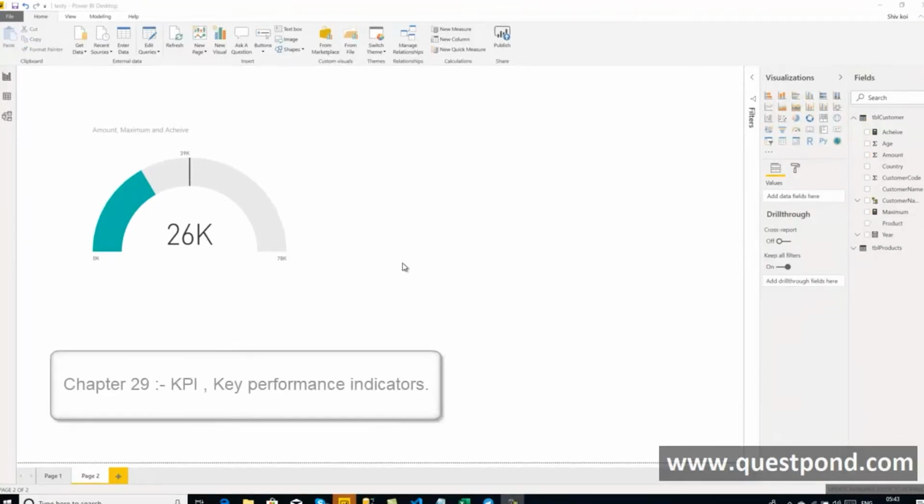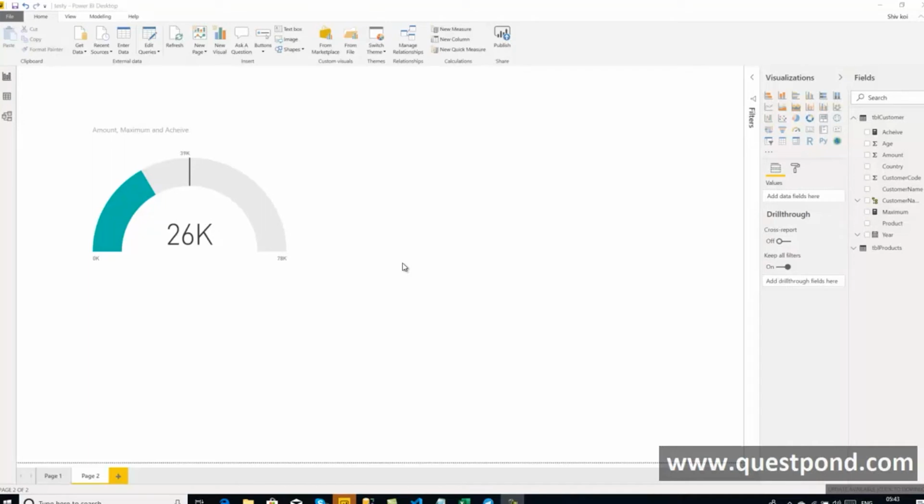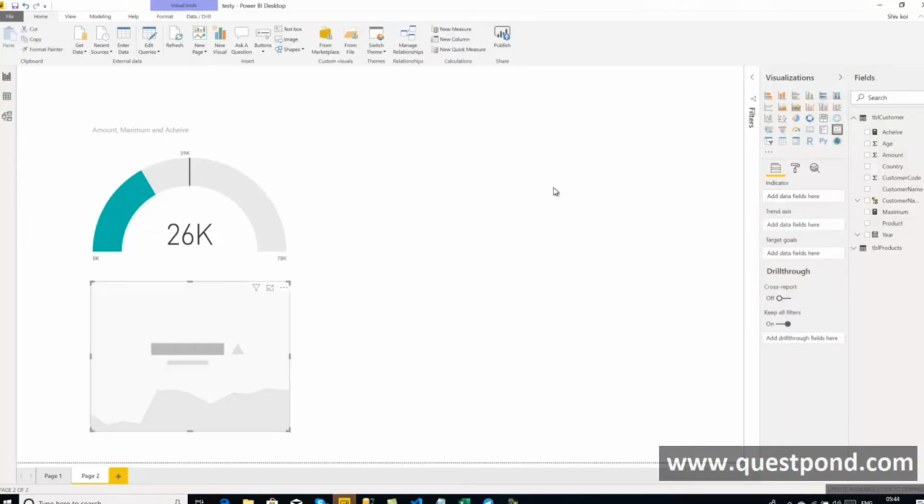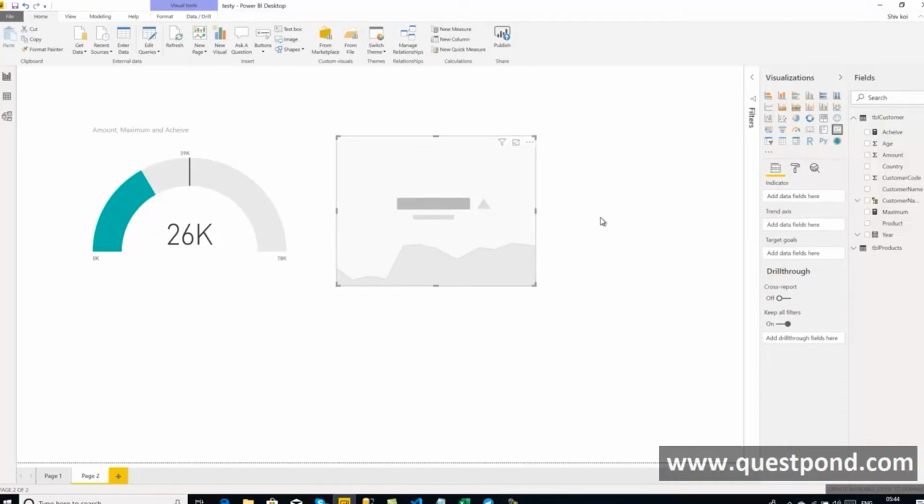When you talk about top management reporting, top management only wants to see very, very few things. For example, a typical top management person would probably like to just see two things: how much we want to achieve and how much we have achieved. And that's what exactly this graphical visualization component of Power BI is used for, that is KPI. KPI means key performance indicators, important indicators, right?